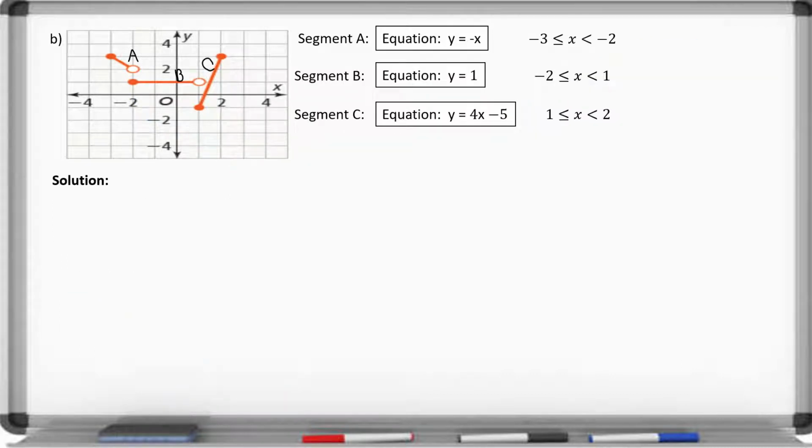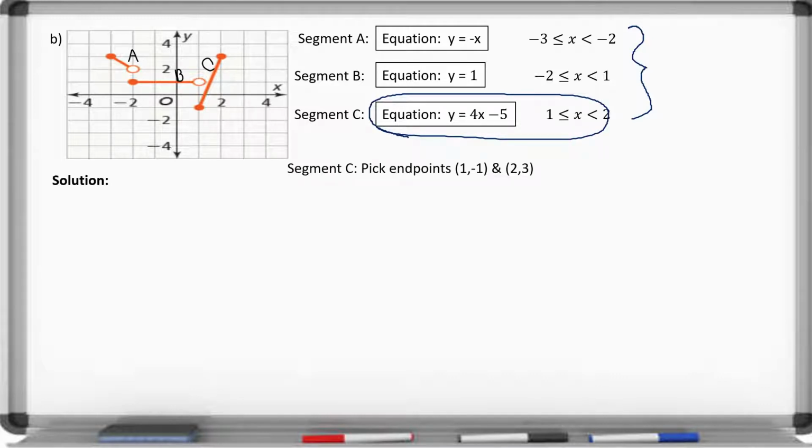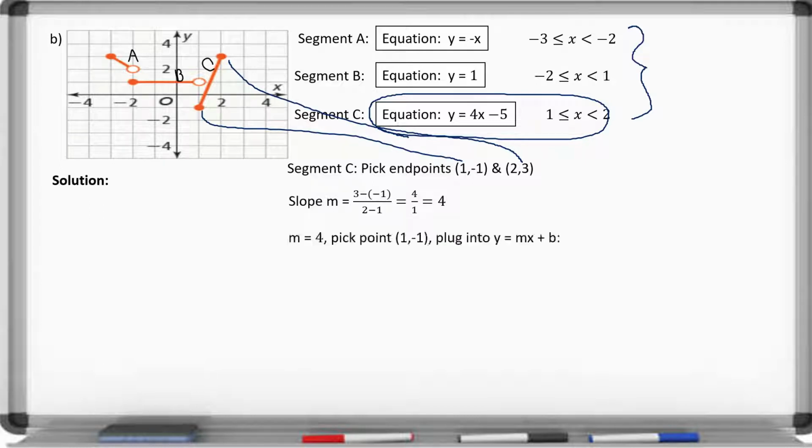So again, summarizing the three distributions, we have to put them in the piecewise function. I actually haven't shown you how to get this part yet, so we're actually going to get to that part now. So for segment C, we need to pick the endpoints 1, negative 1, and 2, 3. So again, that's these two points here, and they're both closed. So plugging this into the slope formula, we get a slope of 4. So when the slope is 4 and the point is 1, negative 1, let's choose this point. You can choose any of the points that you want, but that's the one that I'm choosing.